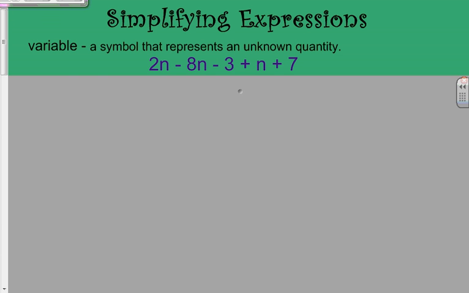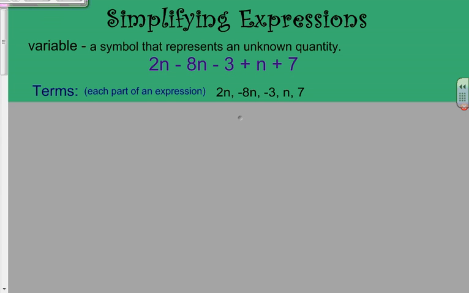This is an example of an expression. The difference between an expression and an equation is expressions don't have an equal sign. There's not another side to this expression that's equal, so you just see an expression, no equal sign. Equations have equal signs and two sides.